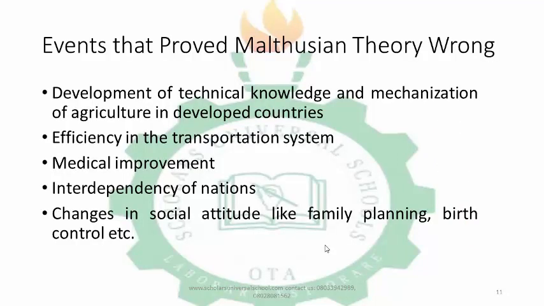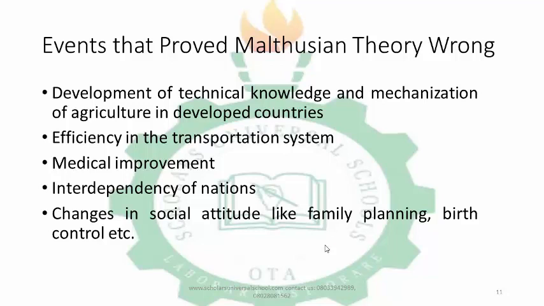Now let's look at the events that proved the Malthusian theory wrong. Those things that happened that end up proving the theory of Thomas Malthus to be wrong. The first one is the development of technical knowledge and mechanization. We have some countries, most especially the developed countries, improving their technical knowledge and engaging in mechanized system of agriculture. So this has helped to improve the rate of food production.